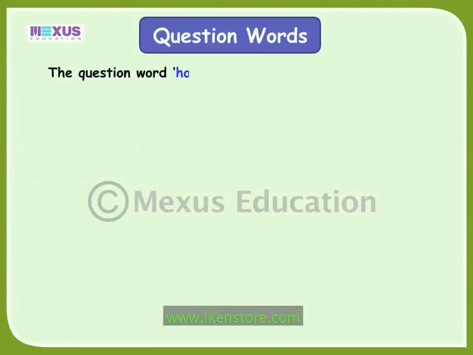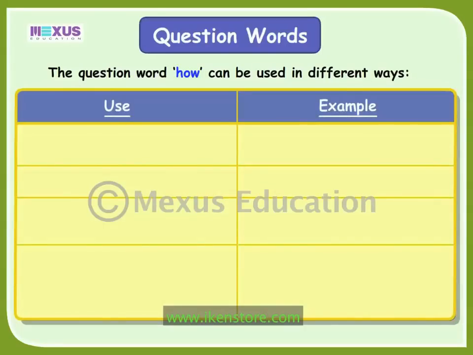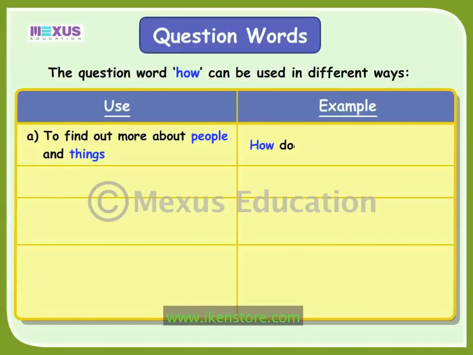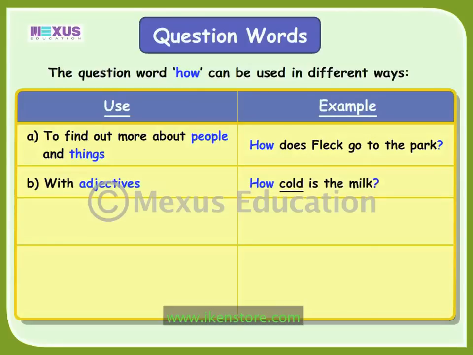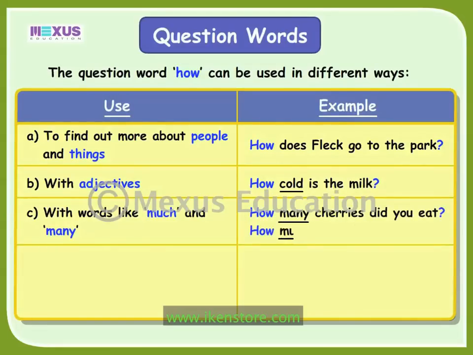The question word how can be used in different ways. We use how to find out more about people and things. For example, how does Fleck go to the park? We use how with adjectives. For instance, how cold is the milk? We use how with words like much and many. For example, how many cherries did you eat? How much does this cap cost?